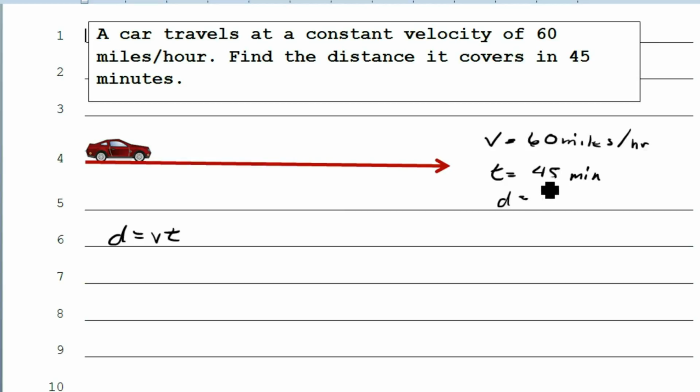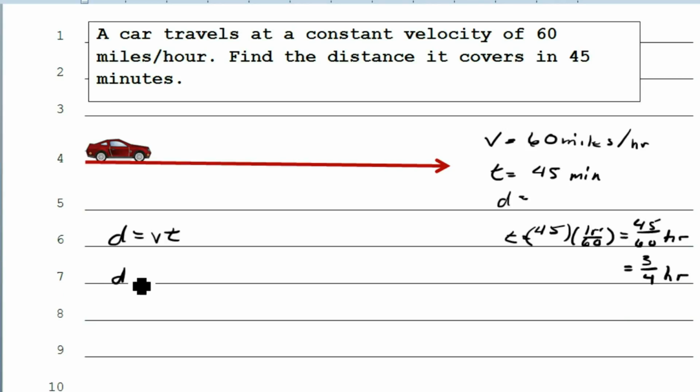We have to convert 45 minutes into hours before we multiply anything, or else our answer won't make any sense at all. You can't multiply minutes by hours. So t equals 45 minutes, and we know 60 minutes equals 1 hour. So in hours, it'll be 45 over 60, and that is simply 3/4 of an hour.